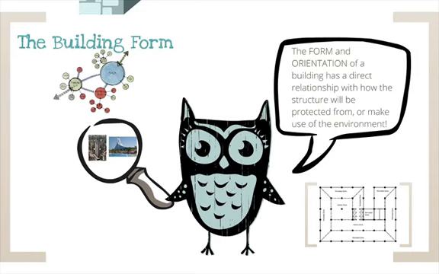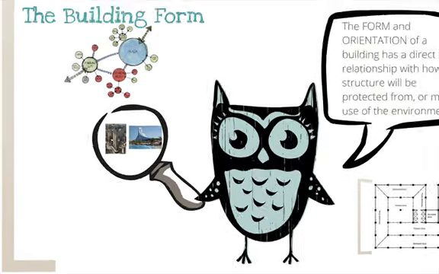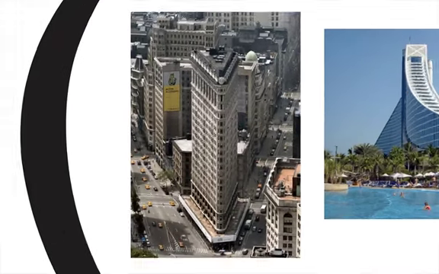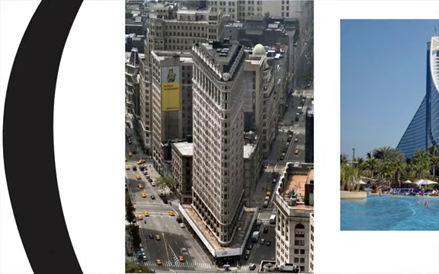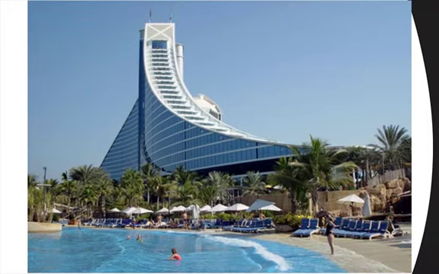Sustainability is not the only reason, though, we design buildings in specific forms. For example, the Flatiron building here was created into a pie shape to fit on a pie-shaped lot. The Jumeirah Beach Hotel in Dubai was designed in this sail-like fashion mainly so that all of these guest rooms could have a great view of the beach.